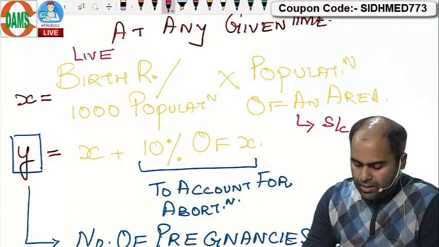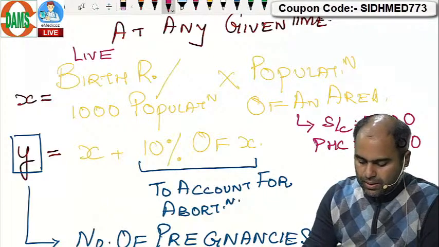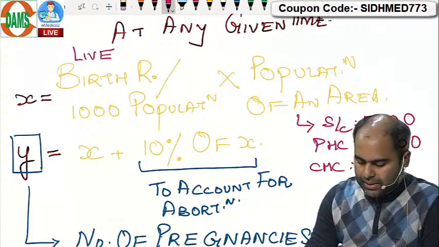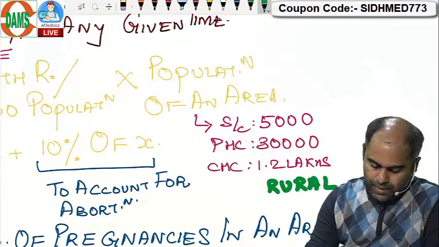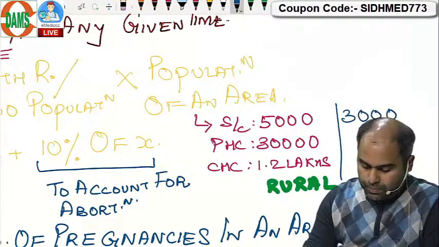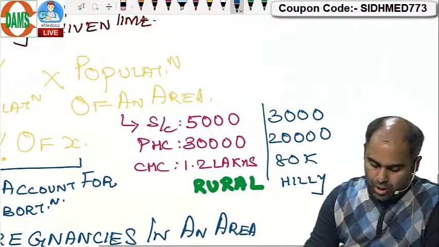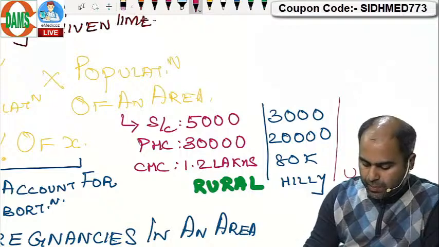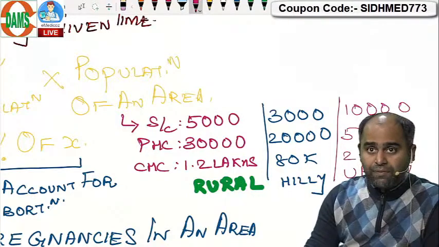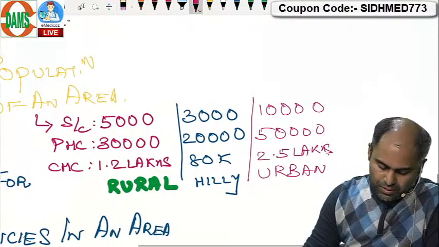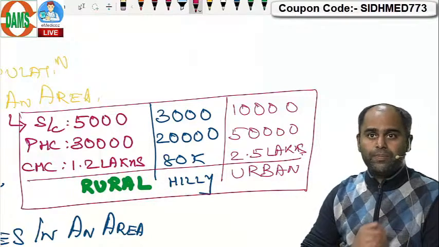Now what do I mean by population of an area? Subcenter 5000, PHC 30,000, CHC 1.2 lakhs. Now these population norms are for rural areas. If it becomes hilly, then the population norms change. Similarly, if it is urban, then again the population norms change. Now you have to remember these population norms, because if you don't remember them, in the exam you would be in a lot of trouble.